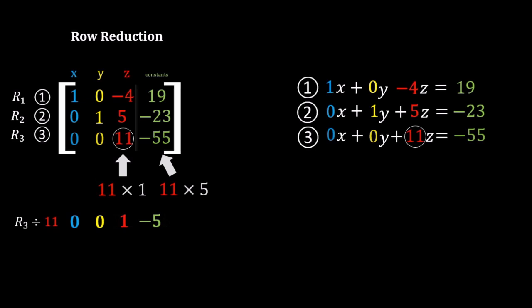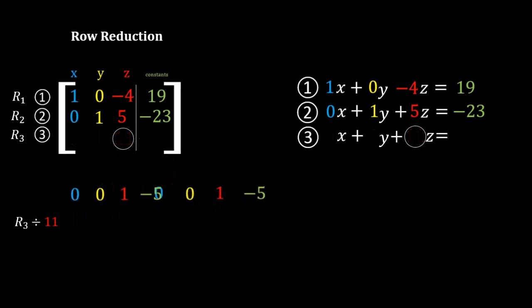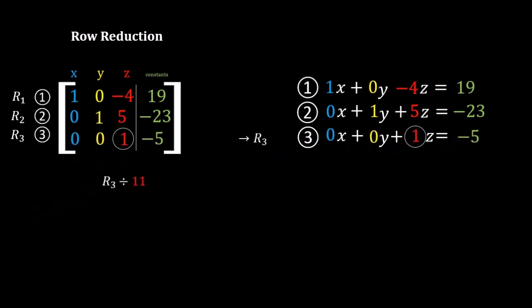In the case where the entries weren't integer multiples, you may have to divide and get fractional values just to get a single 1 in that entry. Dividing row 3 by 11 gets us 0, 0, 1, negative 5, which we'll store back into row 3 so we can get that 1 in row 3, column 3.